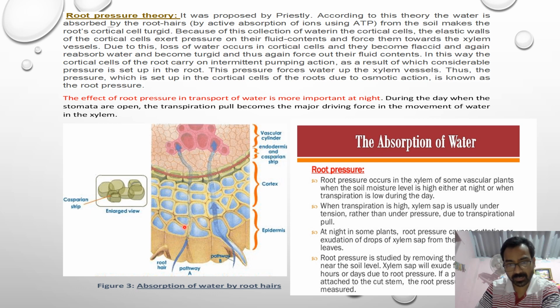Let us see the diagram here. In this diagram you can see this is the root hair, this is the epidermis, this is the cortical cell, this is the endodermis cells, and this one is the xylem. So water is routed from outside, that is from the soil, to the xylem element this way. So root cells are very instrumental in pushing the water from here to here.